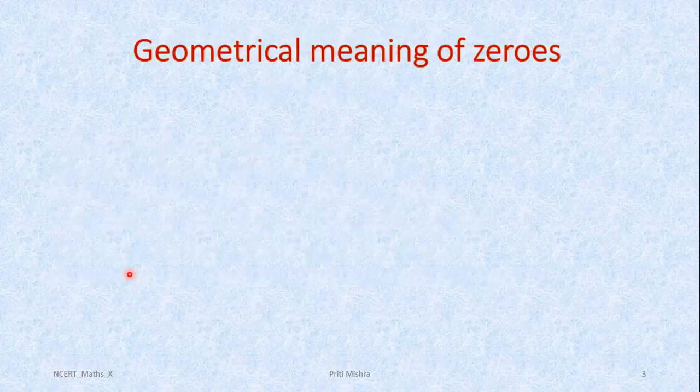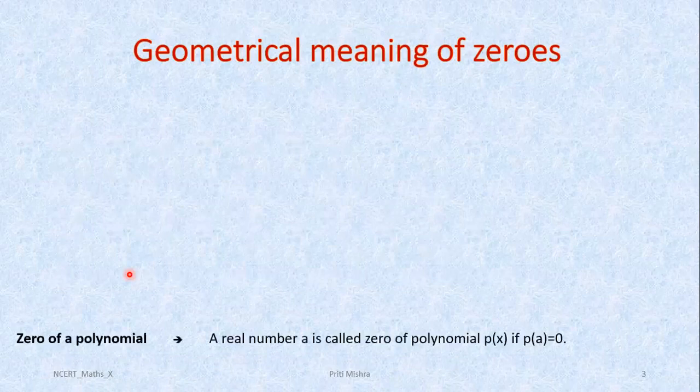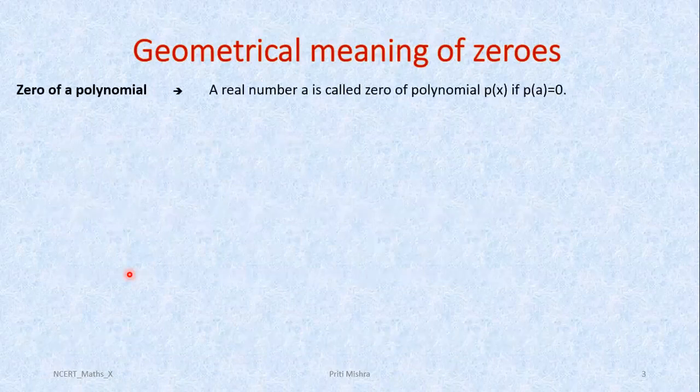So our first topic today is geometrical meaning of zeros. As in my previous video, I have discussed about zero of a polynomial. What is a zero of a polynomial? Zero of a polynomial is a real number which makes the value of the polynomial zero. So we just have to use this definition to understand its geometrical meaning today. So let's find out the meaning of zeros.